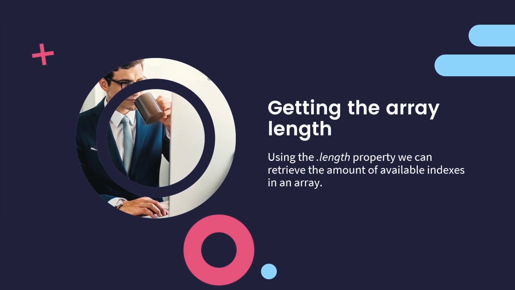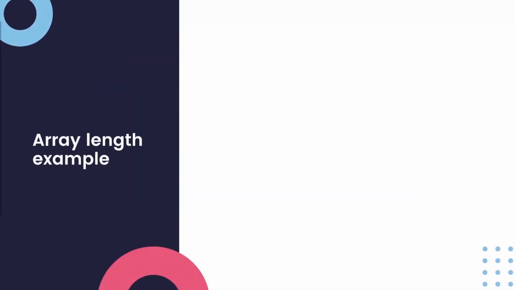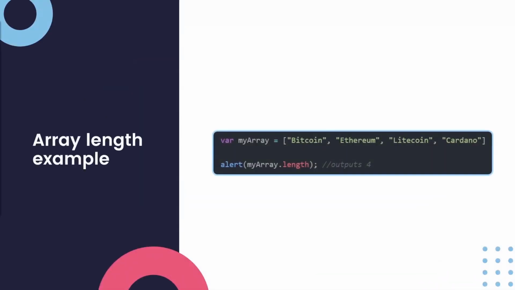Now let's have a look at a code example. Now, in our very simple example over here, we've created an array called myArray, and we've assigned it some index values based on existing cryptocurrencies. And this includes Bitcoin, Ethereum, Litecoin, and Cardano. And then what we do is we alert myArray.length. The .length suffix is basically the property. And this will give us an output of 4, which is correct because if you look at our indexes, we have 4 indexes available in our array, or 4 values available in our array.